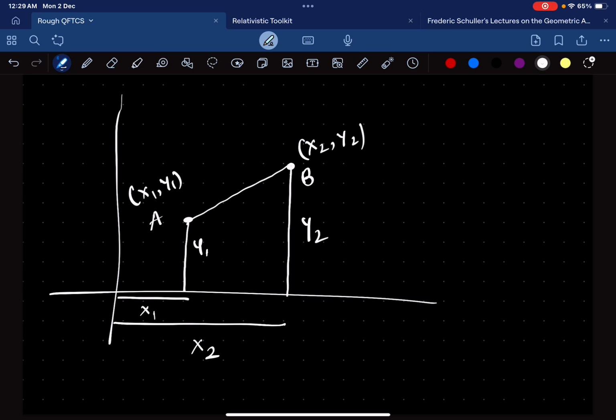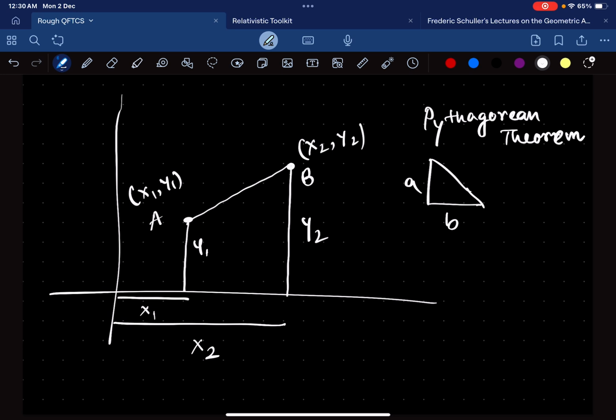Okay, so I think we all know what the Pythagorean theorem is: for a right angle triangle with base, height and hypotenuse, we have this formula. We will be using this formula to find out the distance between these two points here.